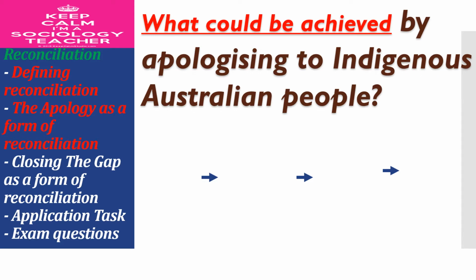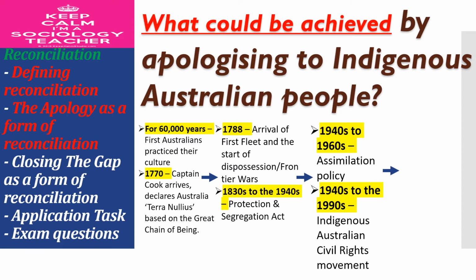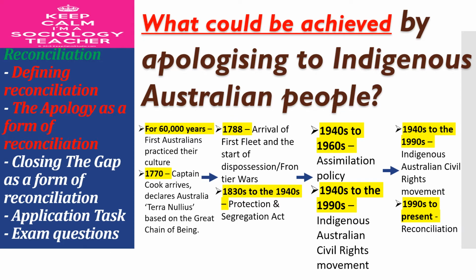What could be achieved by apologizing to Australian Indigenous people? This is the history, this is what's happened to them. Their kids were stolen. Their land was dispossessed. The protection and segregation policy, the assimilation policy, the diseases that wiped out thousands of people. What could be achieved by apologizing? It just recognizes, finally, that the government is saying we've done something wrong. Up to this stage, the government never accepted they made a mistake.